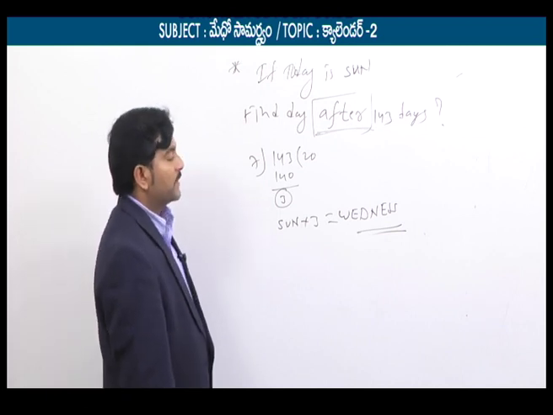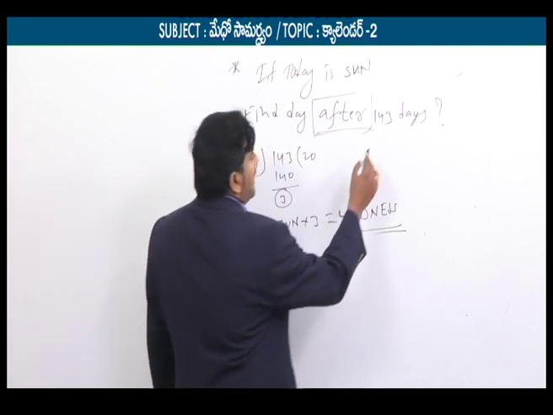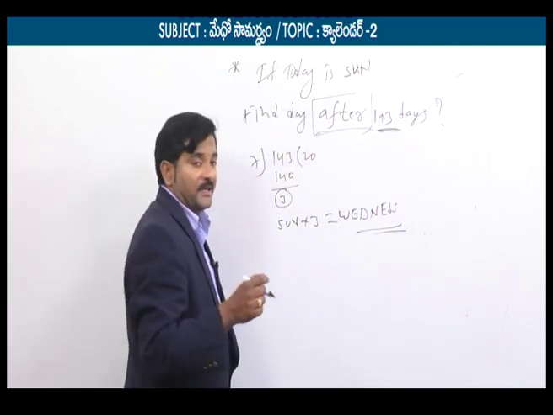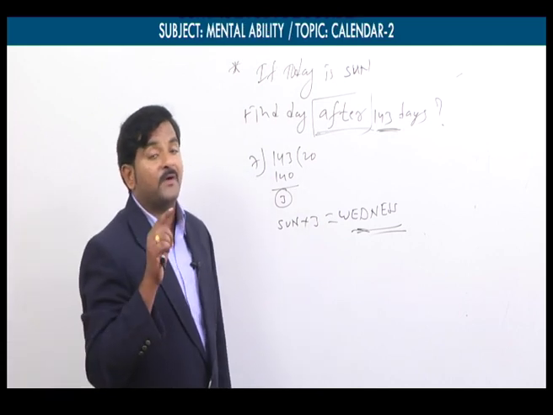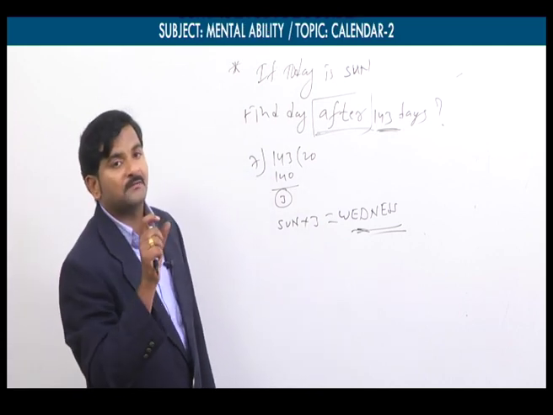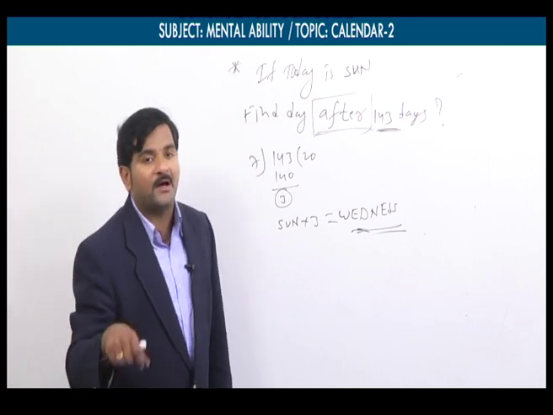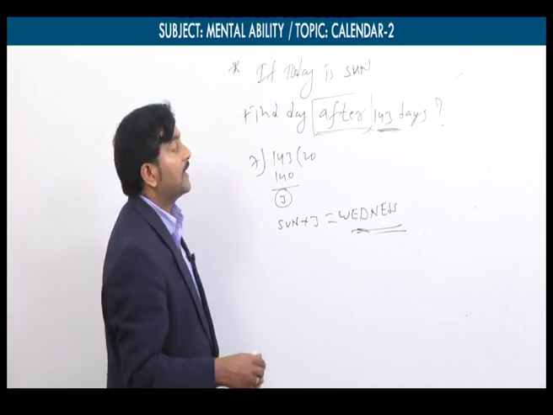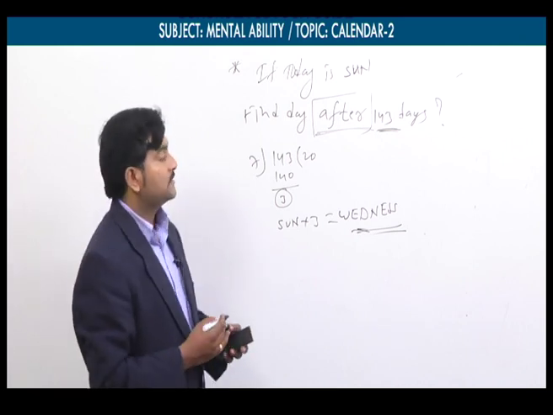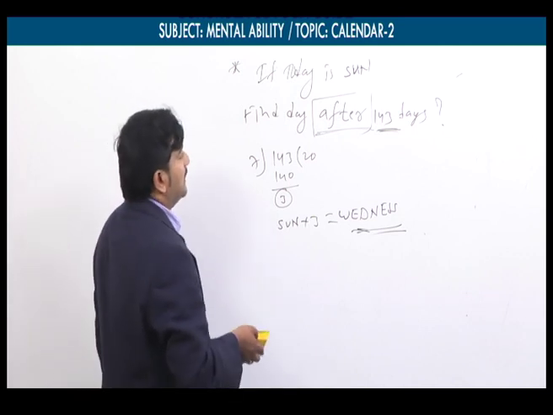That is the procedure. Whenever he mentions the word after, what does it mean? After 143 days means, is it Wednesday on the 143rd day? No, it is the 144th day because he mentioned the word after. The day that comes should be identified as the 144th day. I hope you understood this concept. It's a very simple and easy concept.